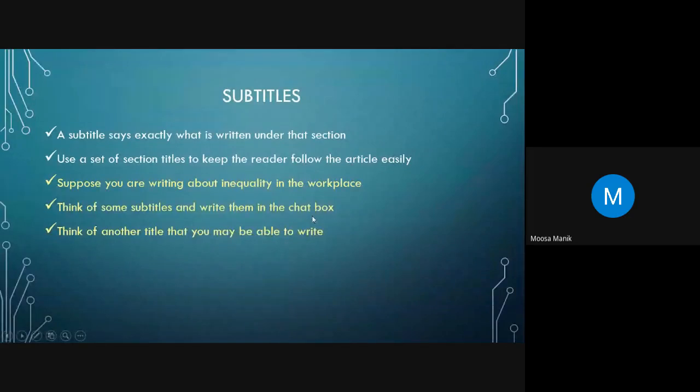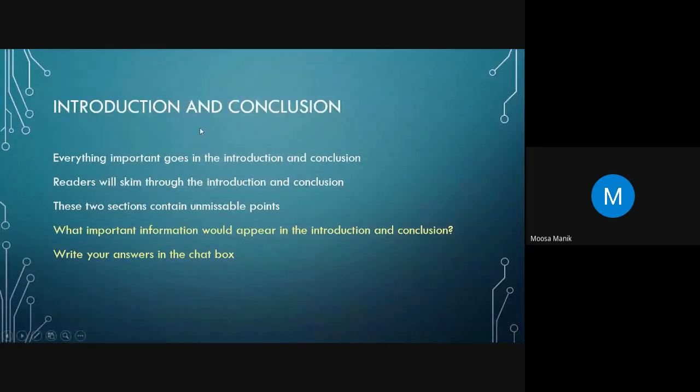Right. Now, here is one. When you look at an article, the reason why you want to read something, the reason why you want to find out, the two places that you will be looking into would be the introduction and also the conclusion. So please take a look. Everything important goes in the introduction and conclusion. Readers will skim through the introduction and conclusion. These two sections contain unmissable points, meaning things that shouldn't be missed.